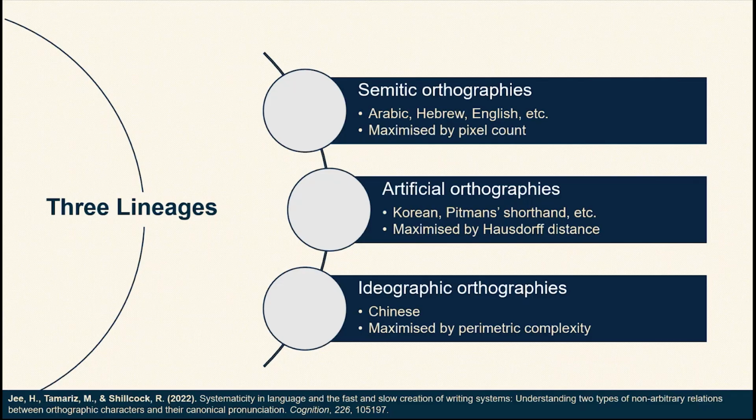Lastly, in Chinese, the systematicity was maximized when we used the parametric complexity, which means the more complex characters tend to have more complex sounds.